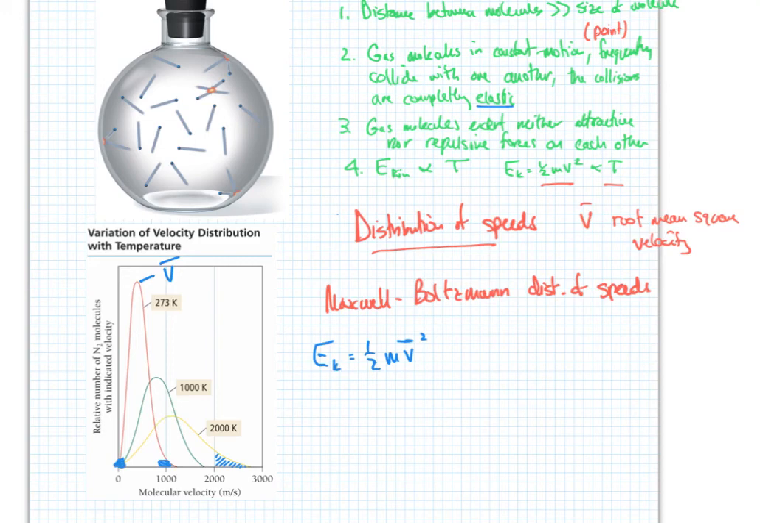If you've learned any integral calculus, if you take the integral under this curve, for this particular sample, they would all be the same. That's because the number of molecules is the same. So all that's happening is the curve is flattening out.